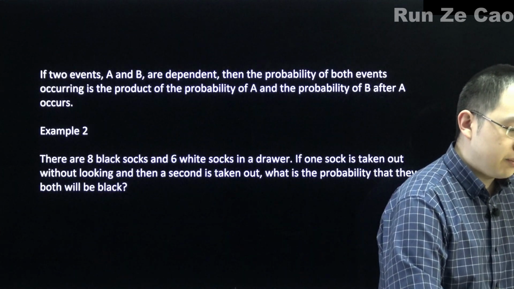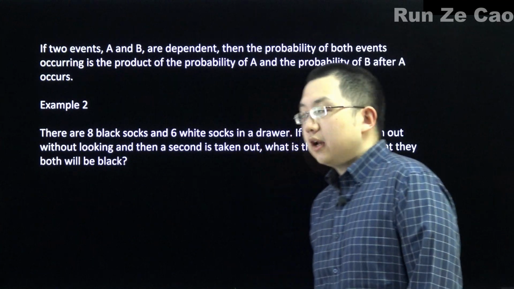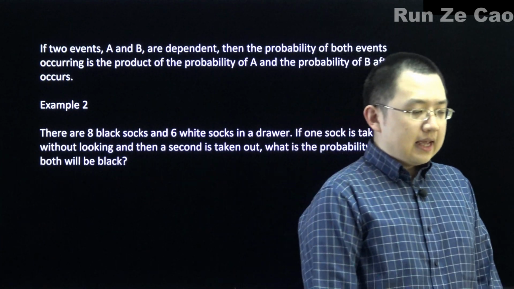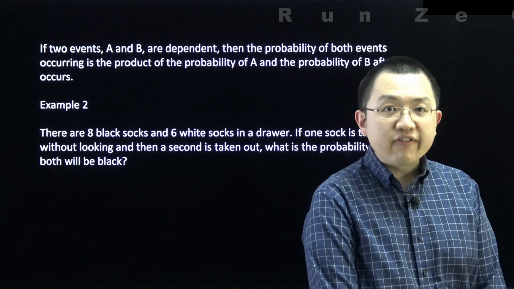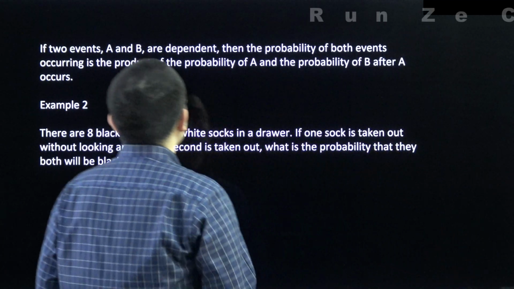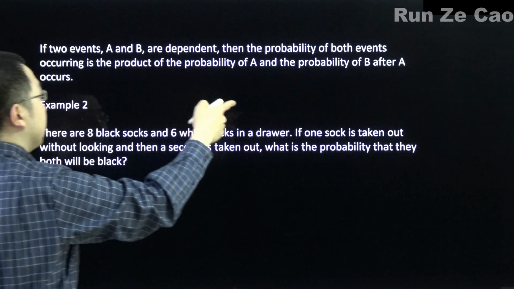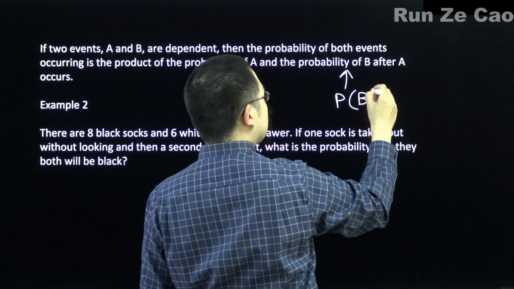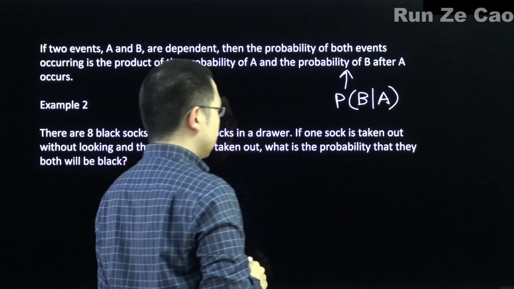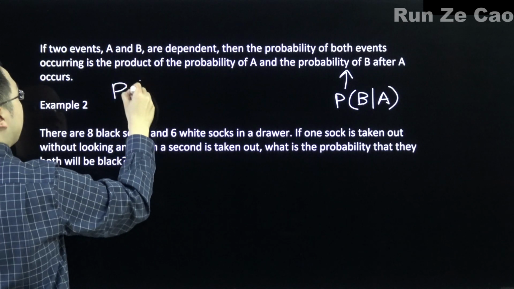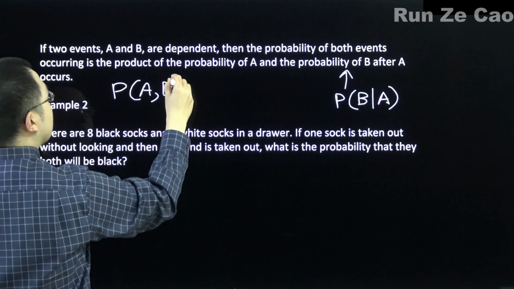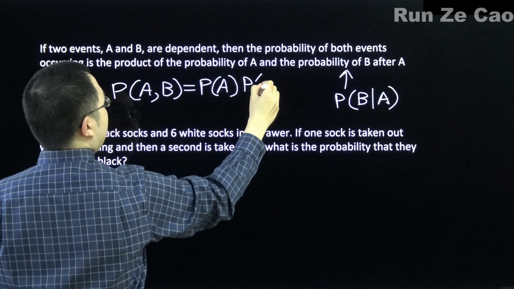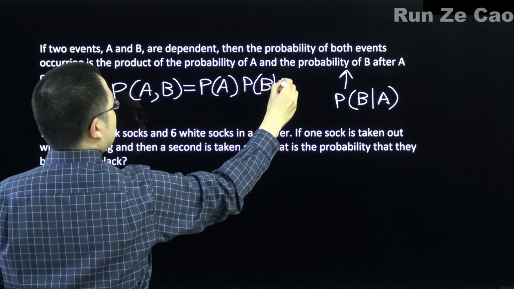Now if two events A and B are dependent, then the probability of both events happening is the product of the probability of A and then the probability of B given A occurs. The probability of B after A is written like this, by the way: B given A. So the probability of A and B is equal to the probability of A times the probability of B given A.